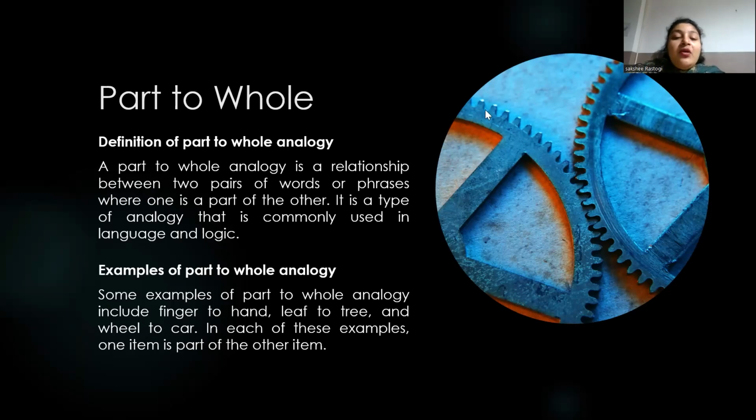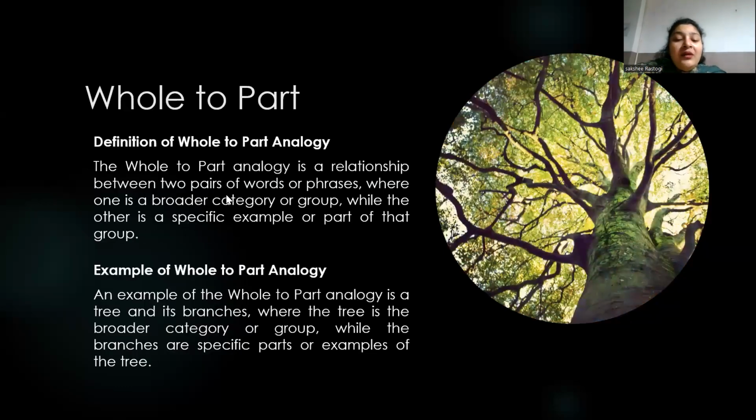Now we are going to study about the whole to part. We just studied part to whole. Now we are going to study about whole to part. So whole to part is a type of analogy that relates a larger entity, meaning the whole, to one of its components, the part. It is the reverse of a part to whole analogy. In a whole to part analogy, the relationship between the whole and the part is used to make connections and draw parallels between different concepts, ideas, or objects.